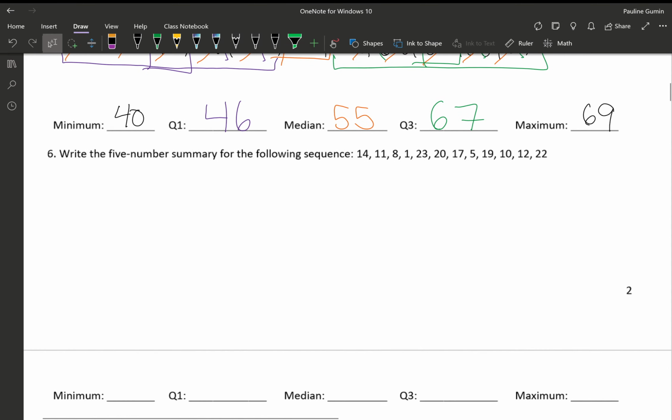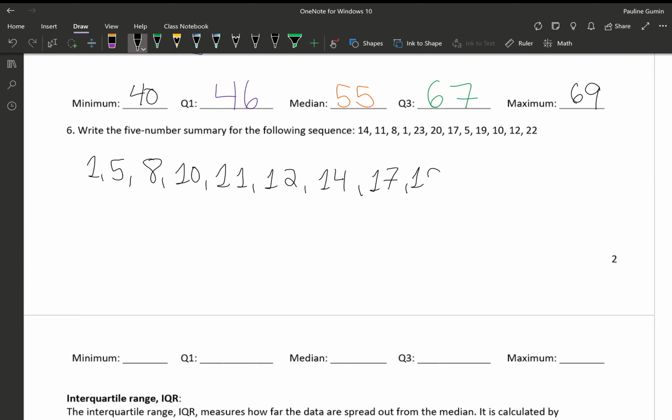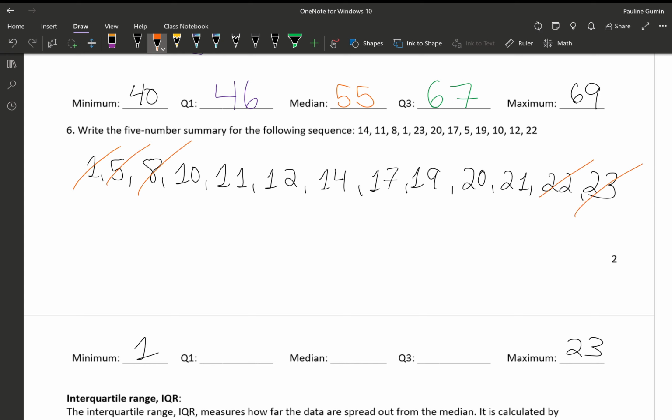Let's do the same thing for number 6. First thing we're going to do is rearrange the data from smallest to largest. So 1, 5, 8, 10, 11, 12, 14, 17, 19, 20, 21, 22, and 23. The minimum is 1. The maximum is 23. Let's find the median. So let's cross a number off from each side.